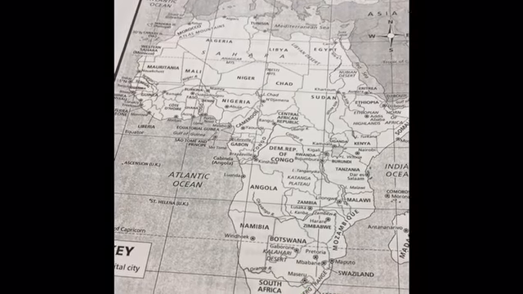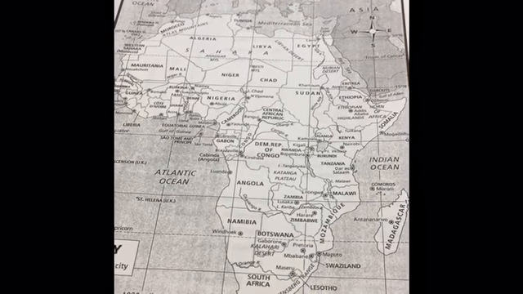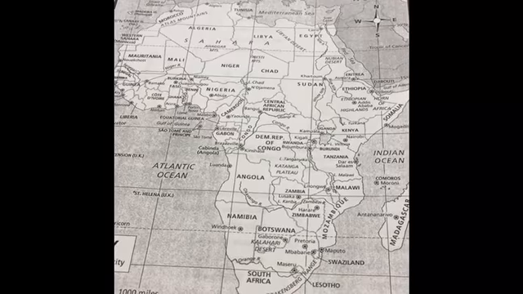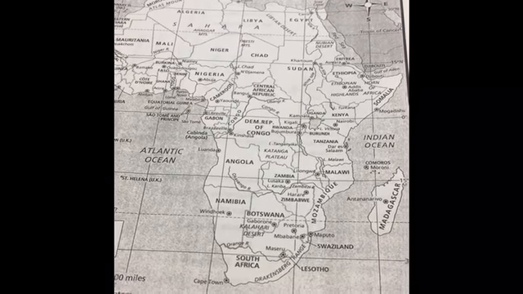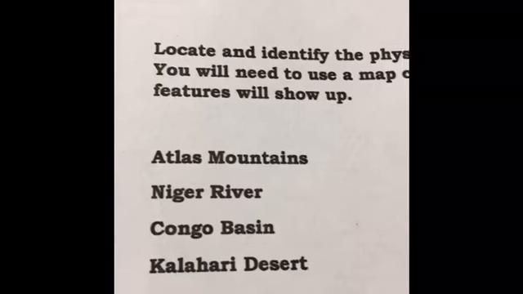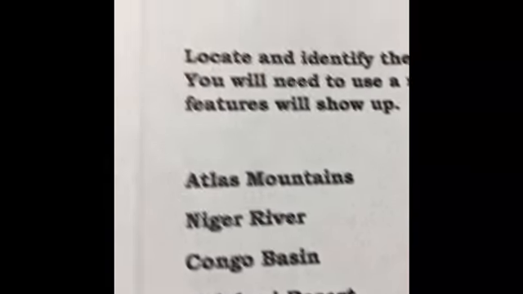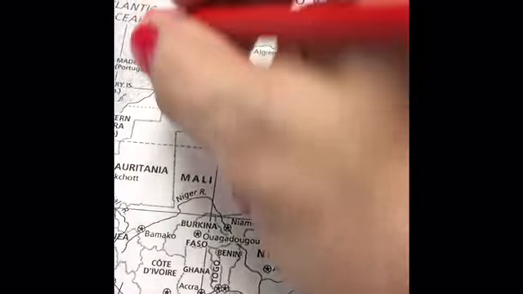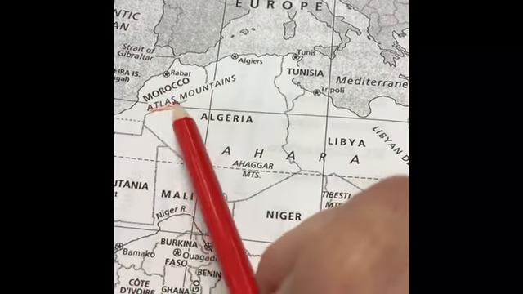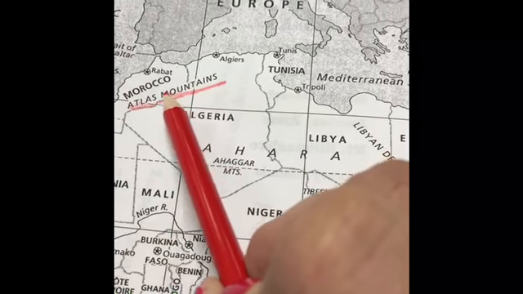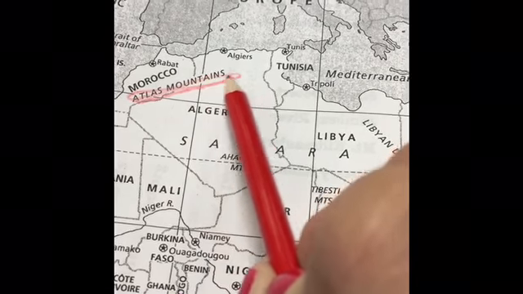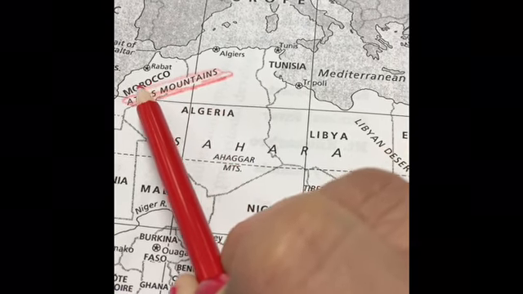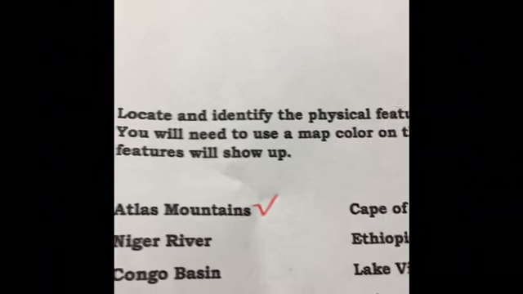Today we are going to label, or at least identify by highlighting or marking, the physical features of Africa. Last week we actually talked about the Atlas Mountains when we did North Africa. So if you go up to the north of Africa, you can just underline or circle or highlight the Atlas Mountains. Okay.